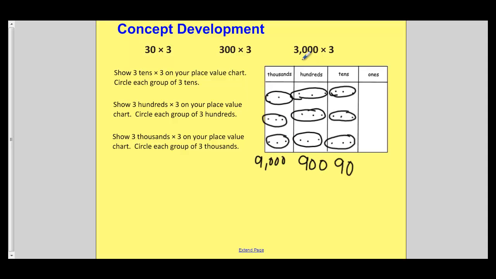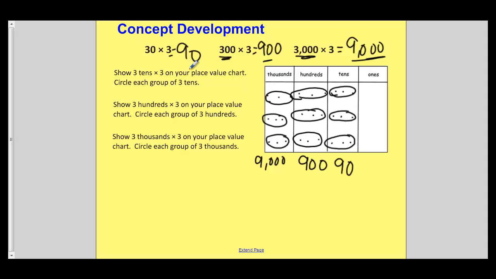So 30 times 3 was 90. 300 times 3 was 900. And 3,000 times 3 was 9,000. So I bet you're starting to see a pattern between what you're multiplying and your product.